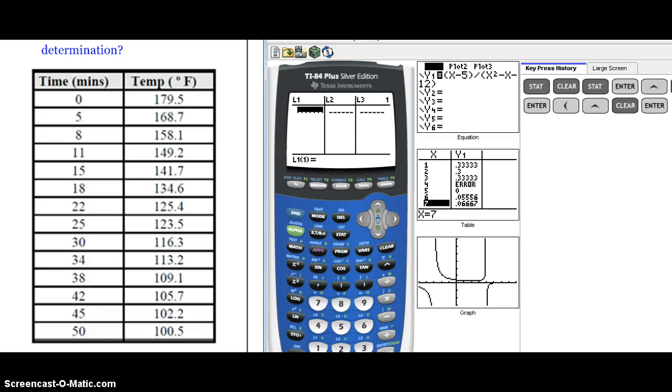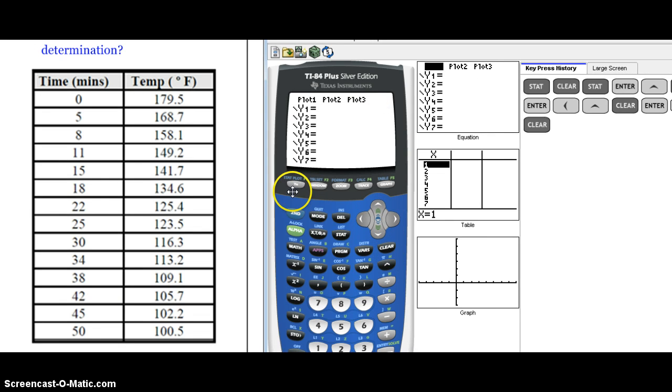And you also want to clear out any functions you might have been graphing before. So go to your y equals and clear out any functions that you have here. Then you want to hit Stat and Edit again. And then you're going to put the independent data in L1.